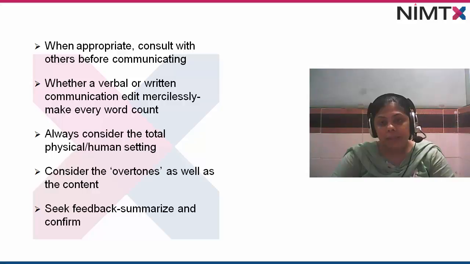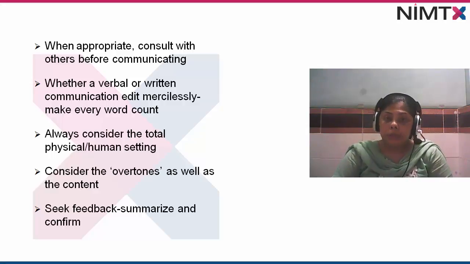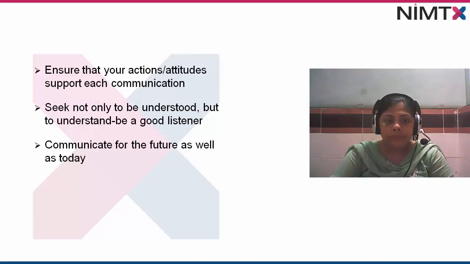Seek feedback, summarize, and confirm. Definitely, as I mentioned earlier in our last chapter, feedback is very important because that would let the sender know whether the receiver has received the message and has interpreted it correctly.